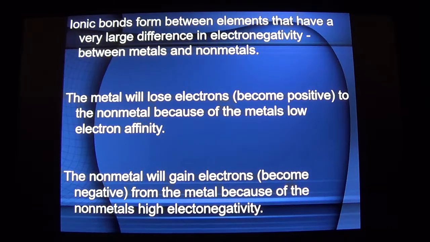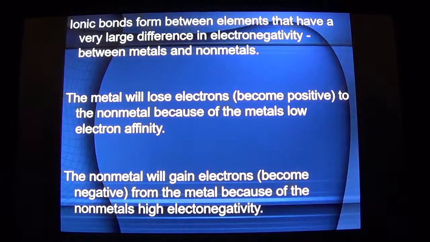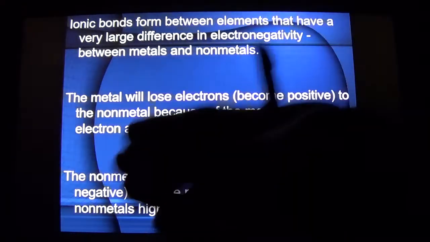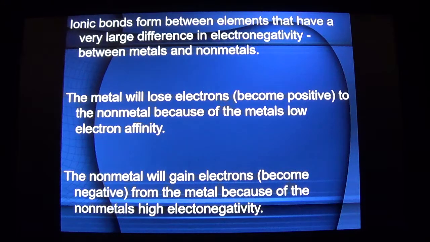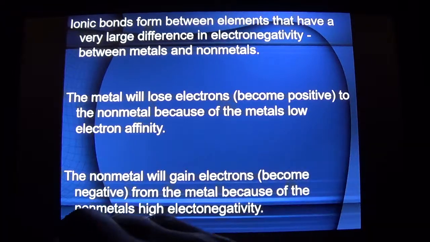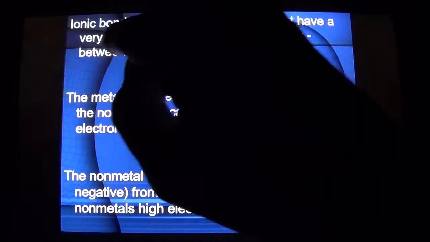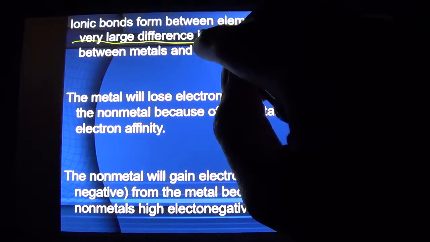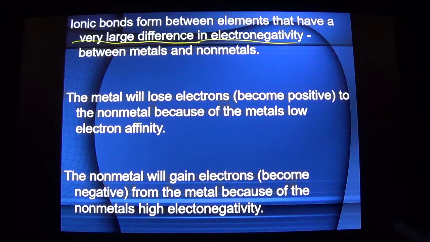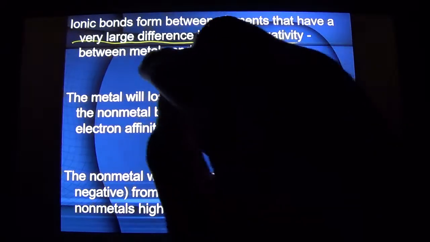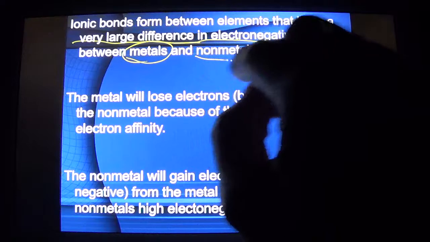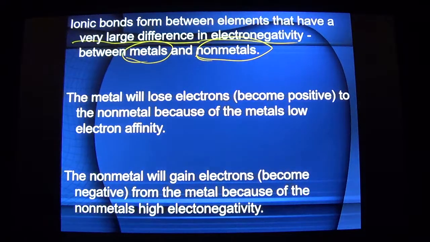Okay, so now we're in the ionic column of your notes, the left side of the middle column. And the ionic bonds form between elements that have a very large difference in electronegativity. Now this is kind of a fact sort of thing. To get an ionic bond, we need elements that have a very large difference in their electronegativities. Well, how do we do that? Well, this is a very good rule of thumb. If you don't know what that means, that's all right.